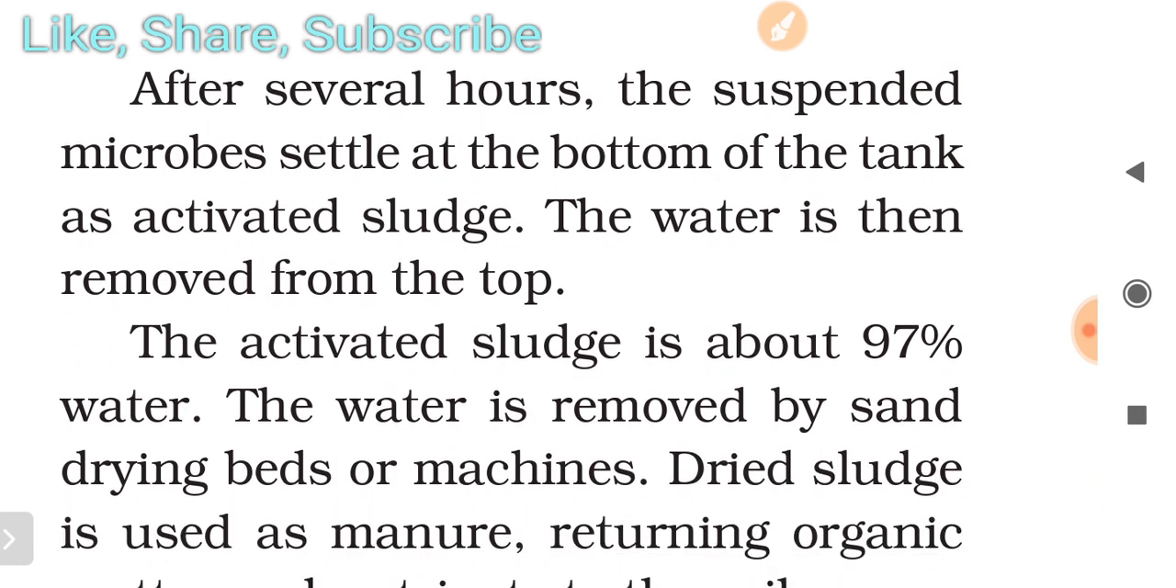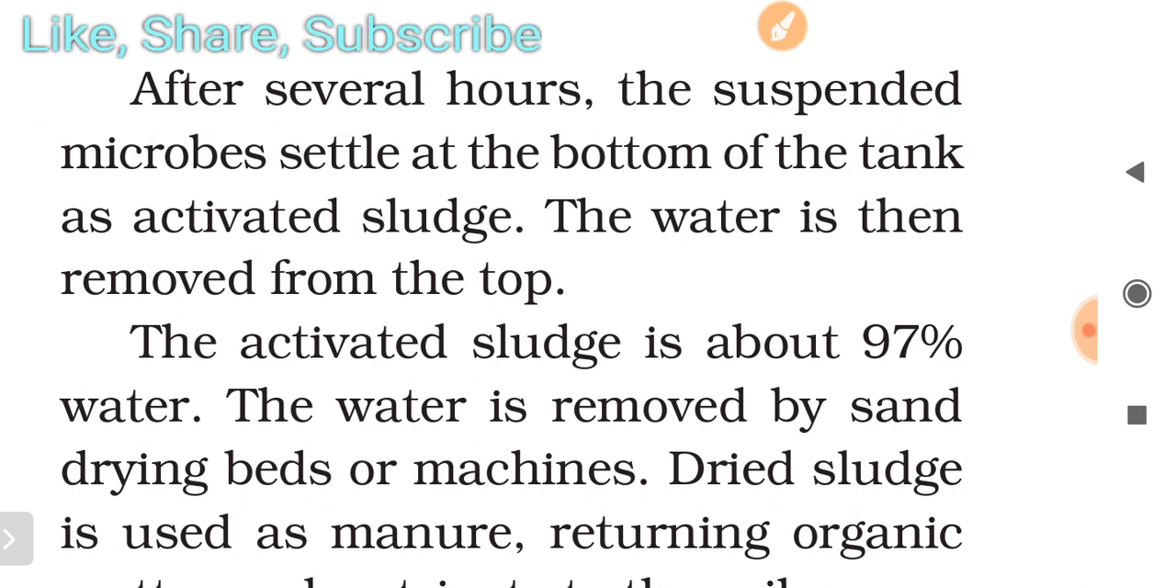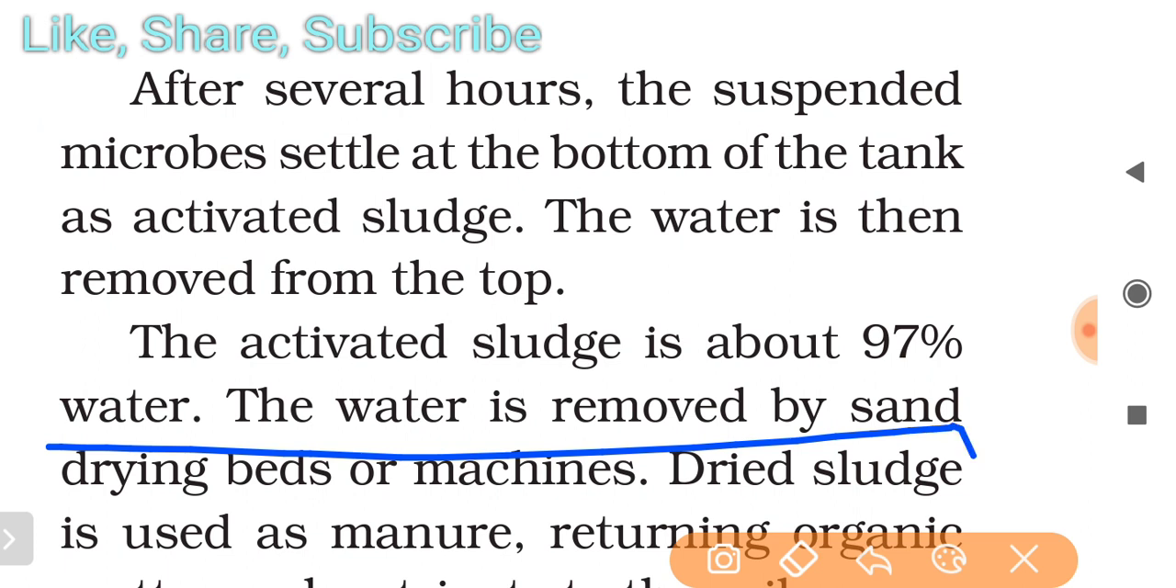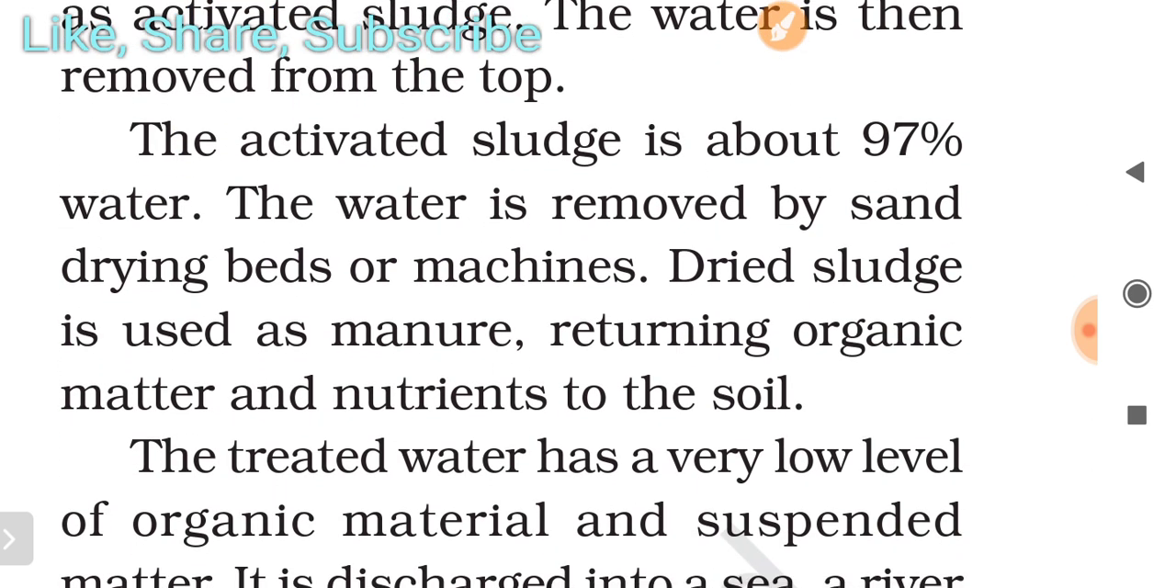After several hours, the suspended microbes settle at the bottom of the tank as activated sludge. Activated sludge is what forms when the microbes settle at the bottom of the tank. After some time, the water is removed from the top. As you know, beneath are these bacteria and upper side is water, and we then remove it. The activated sludge is about 97% water.